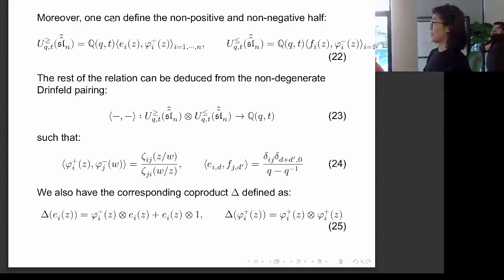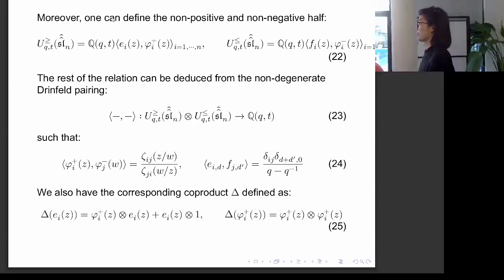And moreover, for the convenience of use in the following talk, one can define the non-positive and the non-negative part of the quantum toroidal algebra. So for the non-negative part, it is defined as the algebra generated by e_i and phi plus. And the non-positive part is generated by the f_i and phi minus. And the rest of the relations that I haven't written down can be deduced by the non-degenerate Dirac pairing for this non-negative part and non-positive part. And the Dirac pairing is uniquely determined by the Dirac pairing between the Cartan currents and the generators of the positive part and the negative part.